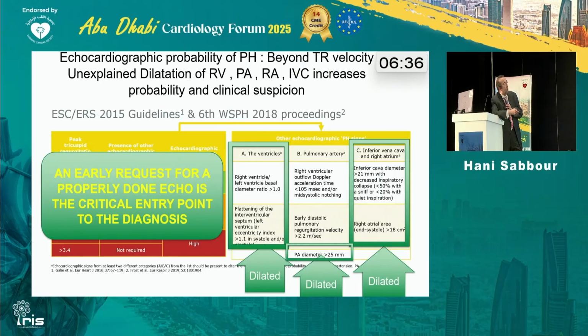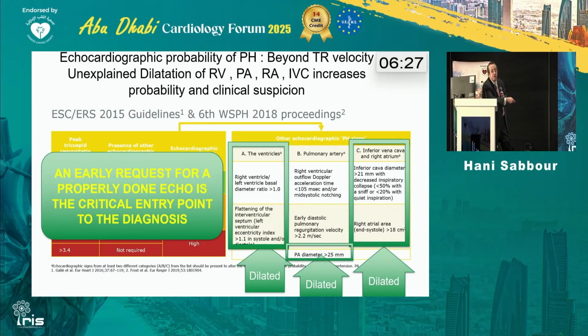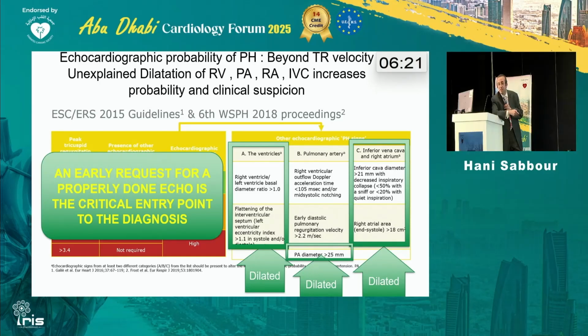So, for the cardiologists in the room, we cannot afford to miss the right ventricle. It is the most neglected and unreported in echo. Come on, guys, be honest. I know when it's busy, we get the ejection fraction, we report the tricuspid valve, and we go. Actually, the guideline requires the following. You must measure the right ventricle.